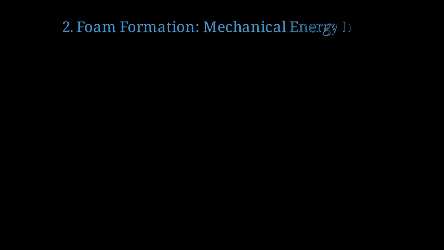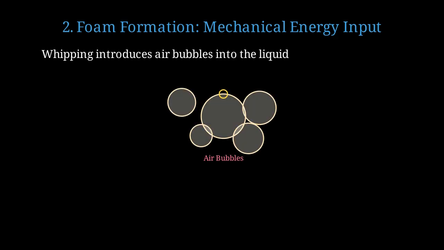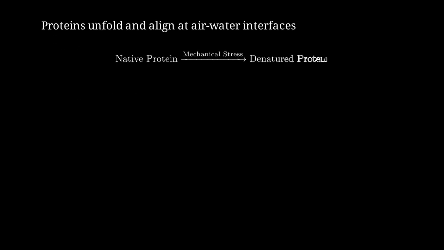When we whip egg whites, we're performing crucial mechanical work on this protein-water system. The whipping action introduces thousands of tiny air bubbles into the egg white liquid. These air bubbles, shown as light circles, become trapped in the liquid phase, with protein molecules beginning to gather at the bubble interfaces. The mechanical stress causes protein molecules to unfold and align themselves at the air-water interfaces. We can represent this transformation as native protein undergoing mechanical stress to become denatured protein.